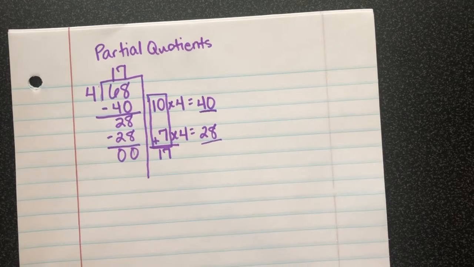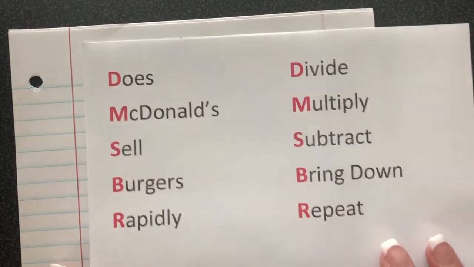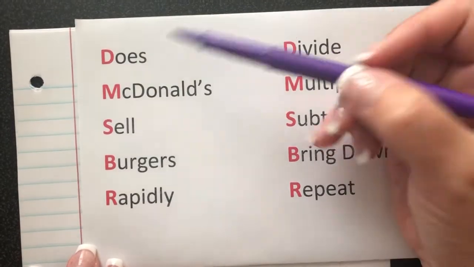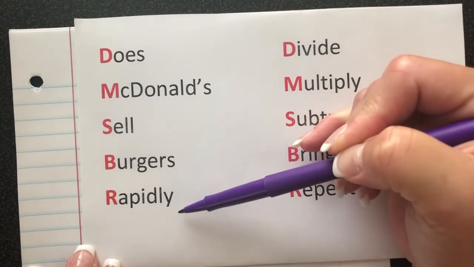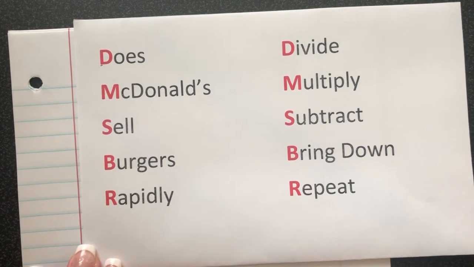All right, so now the steps to long division can be quite difficult if you have trouble remembering sequence or parts that go in order. So to help you with that, I've come up with this acronym. I know some people use different ones. I use, does McDonald's sell burgers rapidly? The most important thing is to remember the order of those letters, because that is the order that we are going to divide in.